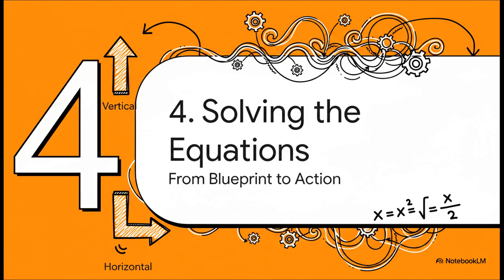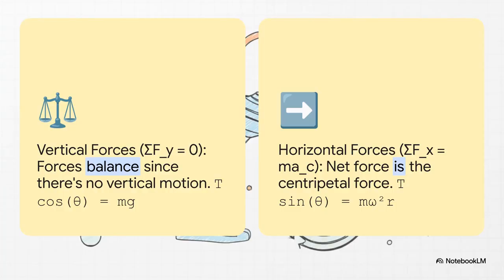Now, we're going to translate this beautiful picture into the language of math. We'll use Newton's second law once for the up and down direction and once for the side-to-side direction. This is where that diagram really pays off. Let's look vertically first. Is the chain flying up into the air or crashing to the floor? No. So the vertical forces must be perfectly balanced. The upward pull of T cos theta has to exactly equal the downward pull of gravity, mg.